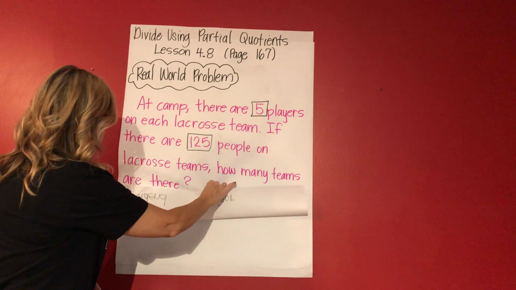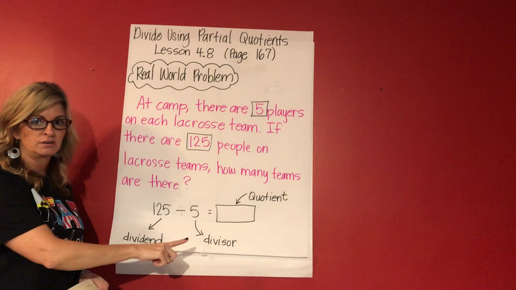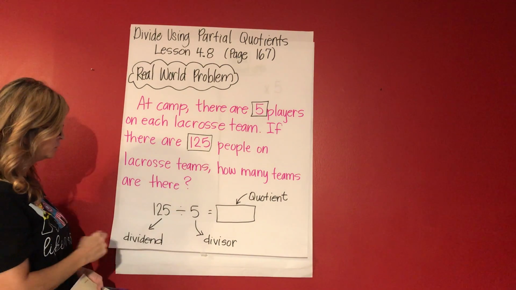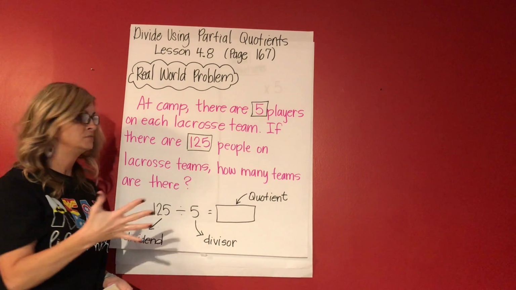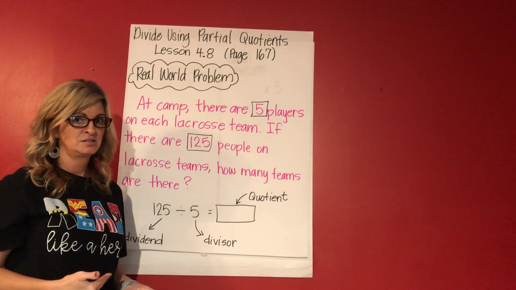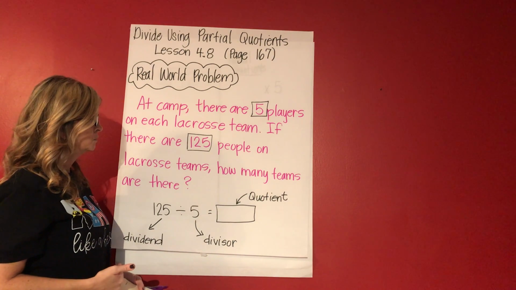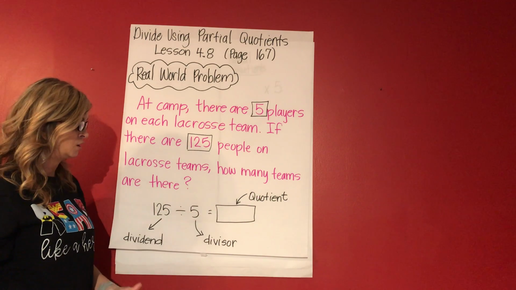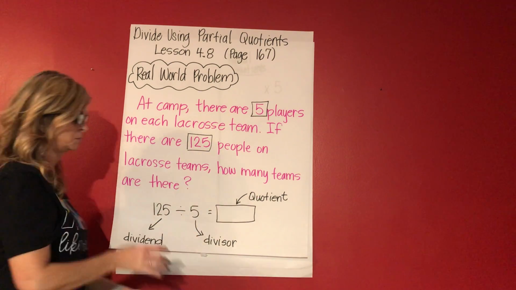All right. So this is what our division problem would look like, okay? You would have 125. We would take our 125 people and we're going to divide them by 5 because there are 5 players on each team. And so we don't know how many teams there are yet, and that is what we're trying to find out, which is our quotient.